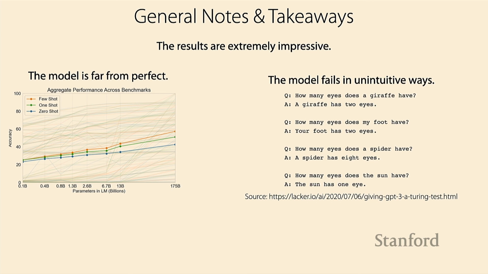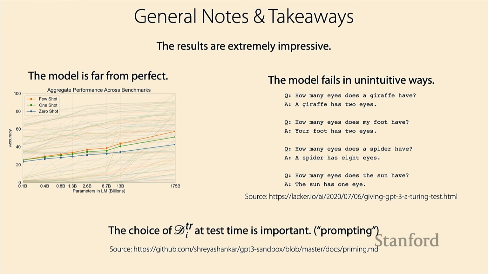So yeah, it doesn't fail in the same way that humans fail. And then the last note here is that the choice of the training examples, like basically how you prompt the model, how you give it these examples, is also quite important. And we'll see an example of this. Well, you'll get to play around with this a little bit in homework 3.